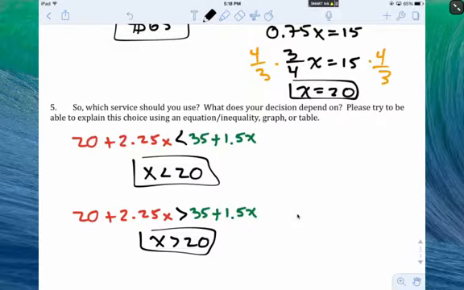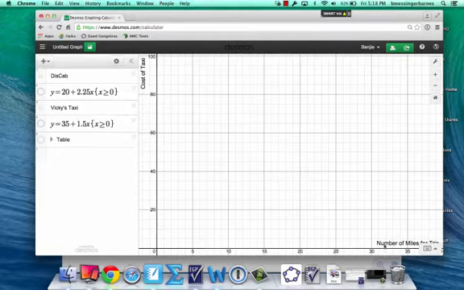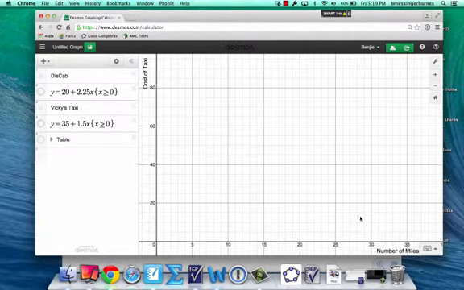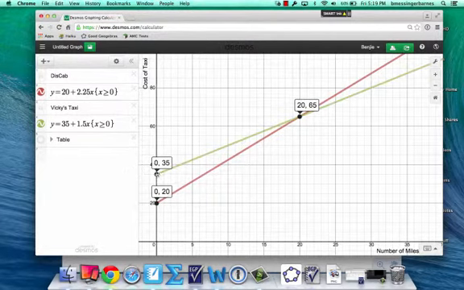And of course, I want us to be really comfortable doing this with equations and inequalities, but I also want us to feel comfortable discussing this with regard to a graph. So I have here on Desmos a graph of this situation, where on the horizontal axis we've got the number of miles for the trip, and on the vertical axis we've got the cost of the taxi. So here's Discab. That 20 is the pickup fee, and it costs $2.25 per mile. That's the slope of this line. Vicky's Taxi costs a bit more to begin with, a $35 pickup fee, but it costs less per mile.